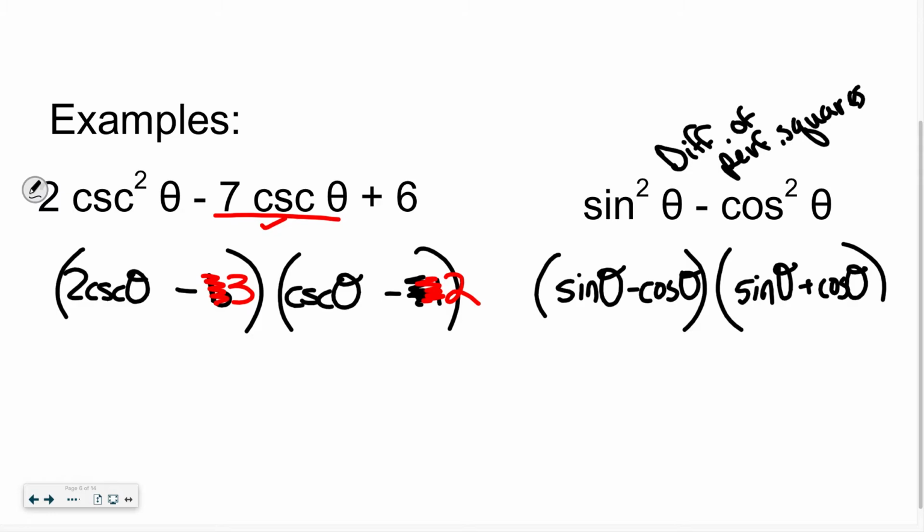And like if you're really, really struggling, like with this one, I could have rewritten it as like a 2x squared minus 7x plus 6 and tried factoring it with just x's, but then I would know my x's would be cosecant thetas. On this one, if I rewrote it, I could maybe say it's like an x squared minus a y squared. Like a sine and a cosine aren't the same unknown. So then how could I have an x squared minus y squared? Okay.